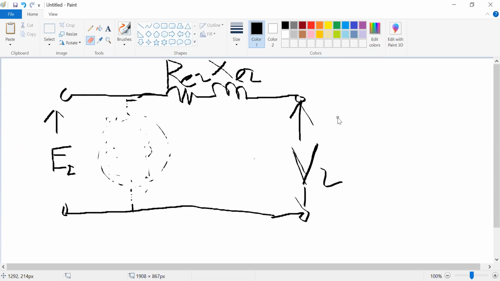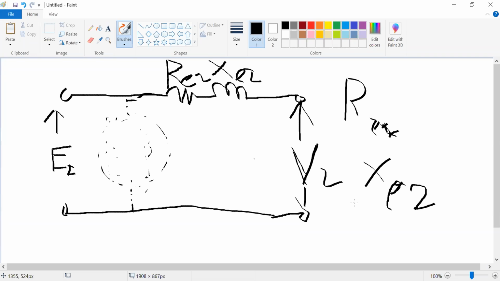R equivalent is the total resistance of the transformer referred to secondary, that is, primary resistance referred to secondary plus secondary resistance. X equivalent is the total reactance referred to secondary. Total resistance means primary plus secondary, and total reactance also consists of primary reactance plus secondary reactance. So this is the equivalent circuit of the transformer referred to secondary when we neglect the shunt branch.